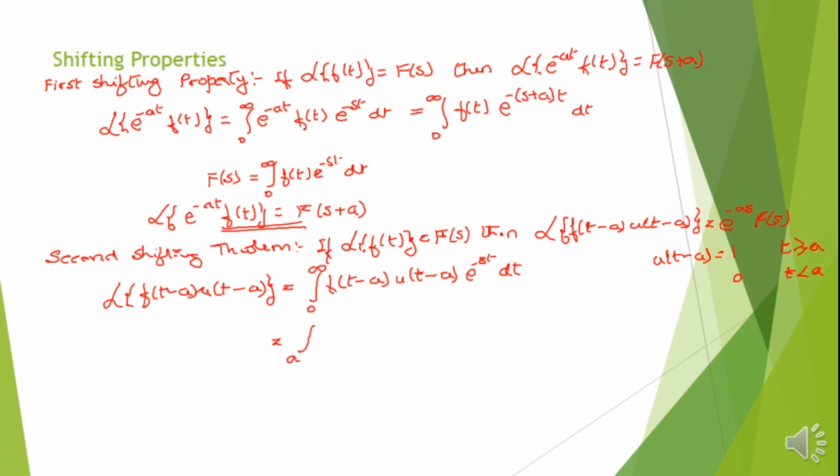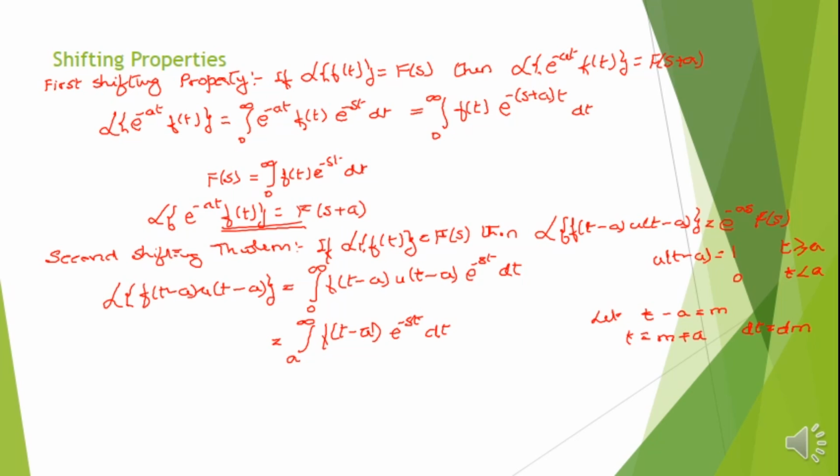The integral from a to infinity of f of t minus a, e to the power minus st dt. Now let t minus a equal to m, a change of variable. So when t minus a is equal to m, what happens to t? t equals m plus a. What about dt? a is a constant, so dt is equal to dm.